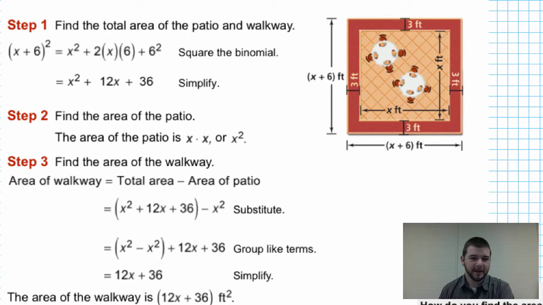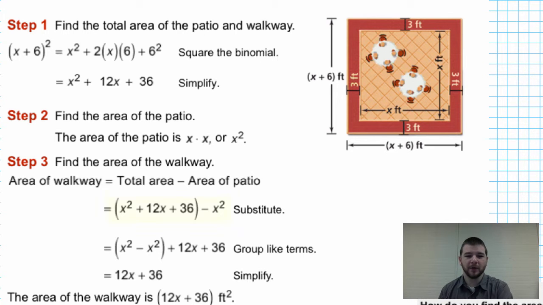Step 3, find the area of the walkway. The area of the walkway will equal the total area minus the area of the patio. Right? If we consider that the total area minus the area of the patio, if we were to take that square and remove it, what would be left is the walkway around. So to find the total area of the walkway, we'll take the total area minus the area of the patio.